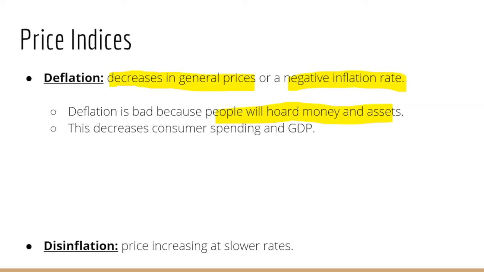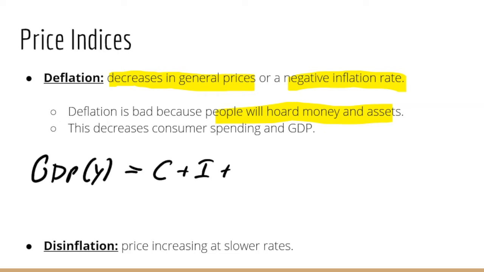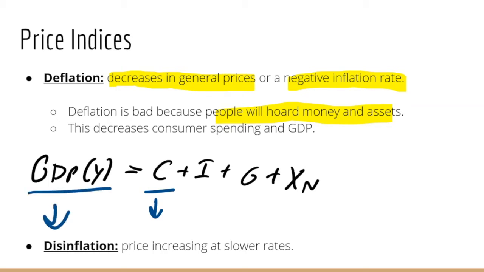Yet again, going back to our GDP equation, GDP equals C plus I plus G plus XN, when people hoard their assets, consumer spending is going to fall. If one part of this equation, consumer spending, falls, yet again, our GDP is going to fall as well. Lastly, we have inflation, we have deflation, and then we also have disinflation, which is when prices are increasing, but at really slow rates. So in other words, it's inflation, but prices are rising at a slow rate.